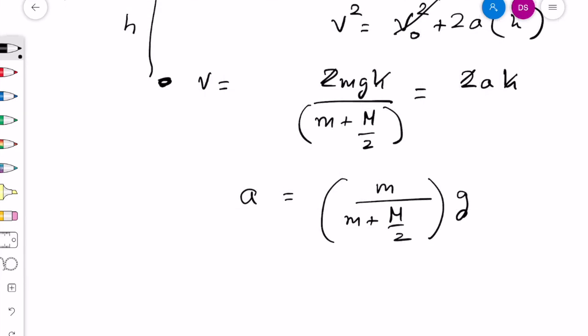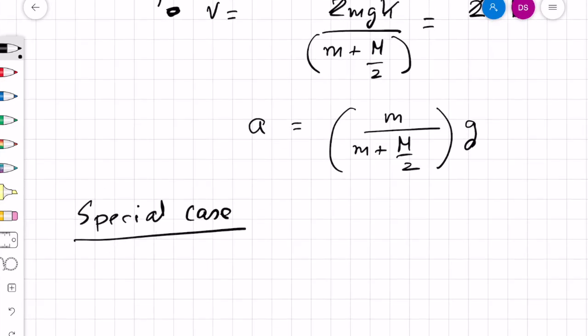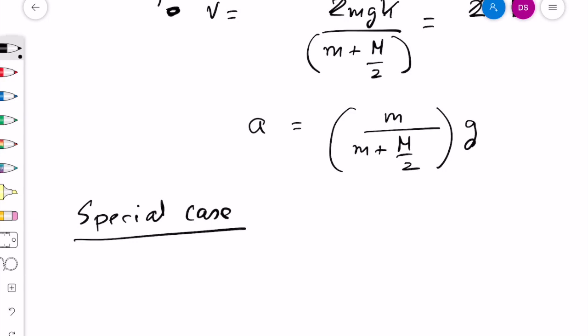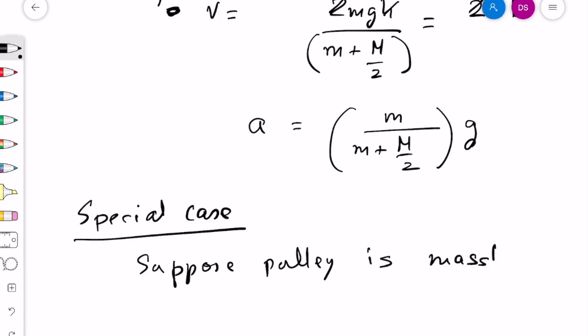What if the pulley were extremely light? So we can just do a special case just to make sure that what we calculated makes sense. Suppose the pulley is massless. So in that case, massless meaning very, very light. If the pulley is really light, then it won't have much kinetic energy. So in that case, M tends to 0.